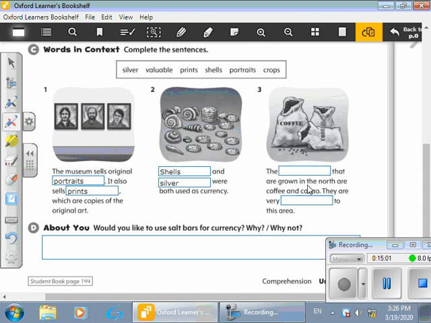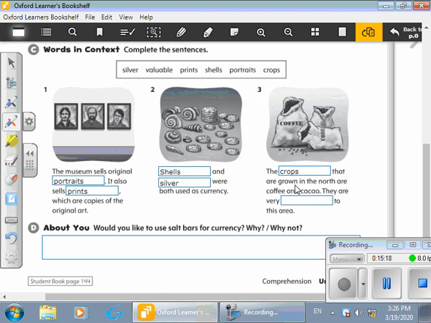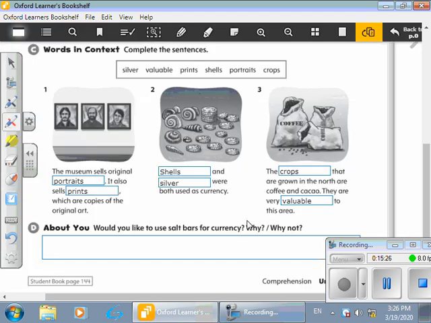The crops that are grown in the north are coffee and cocoa. They are very valuable to this area. The crops are grown. What does this mean? Coffee, cocoa. Very good. Crops that are grown in the north are coffee and cocoa. They are very valuable. They are very precious. Excellent you are.